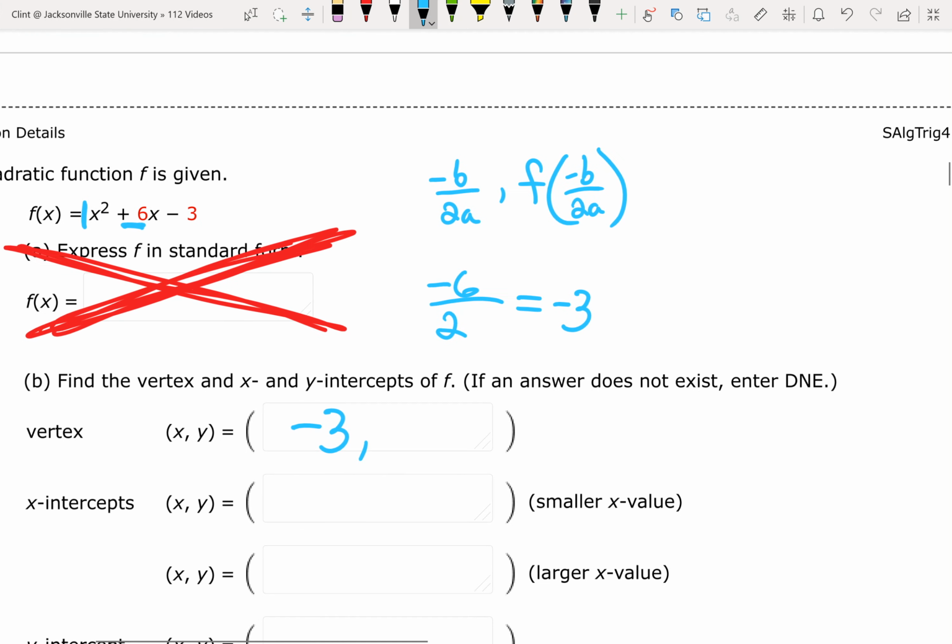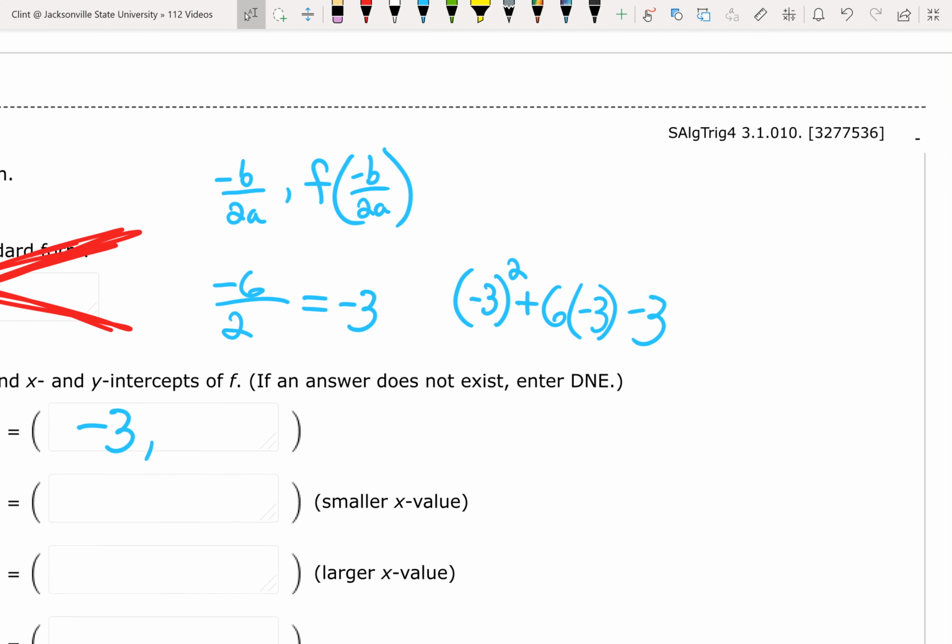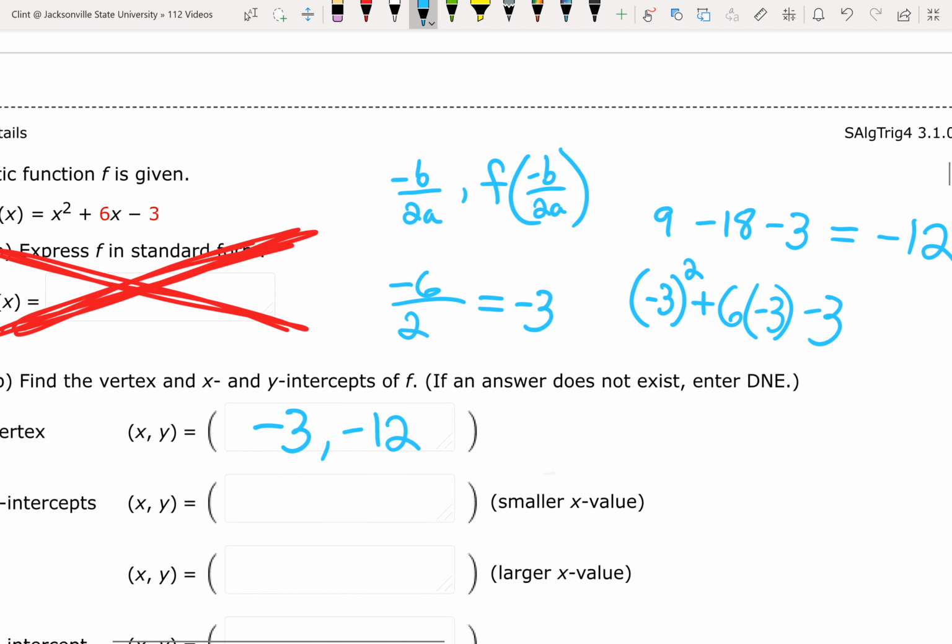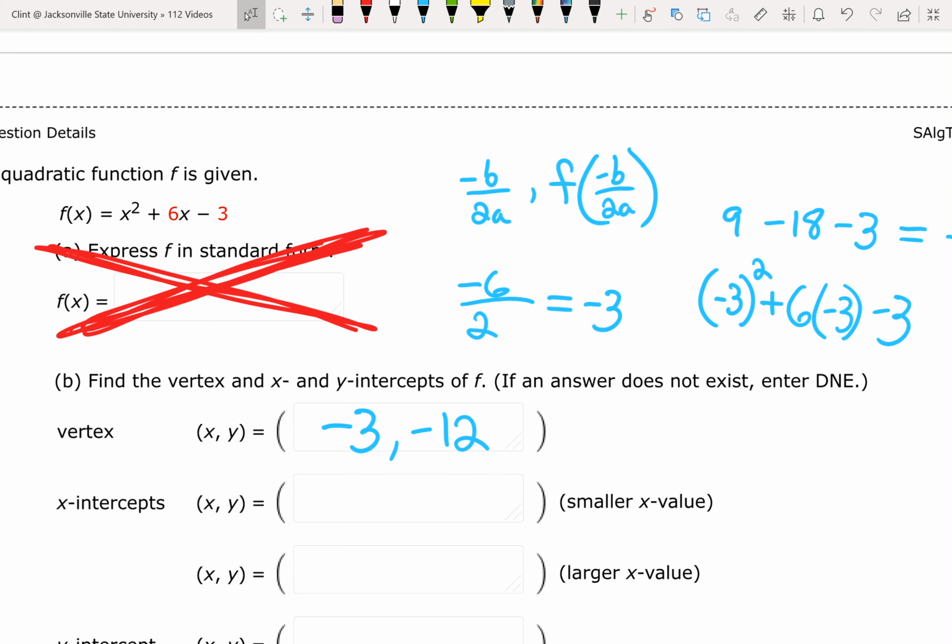So now we'll plug negative 3 in for x. If we do negative 3 squared plus 6 times negative 3 minus 3, what do we get there? So this is 9 minus 18 minus 3. Okay, so that's negative 9 minus 3, so negative 12. And so there's our vertex, negative 3, negative 12.